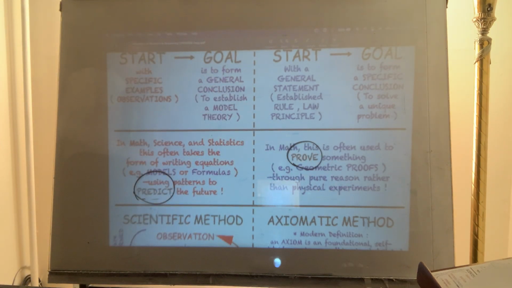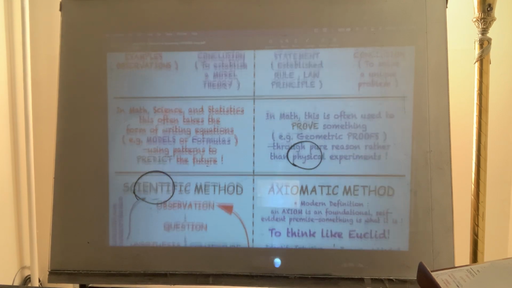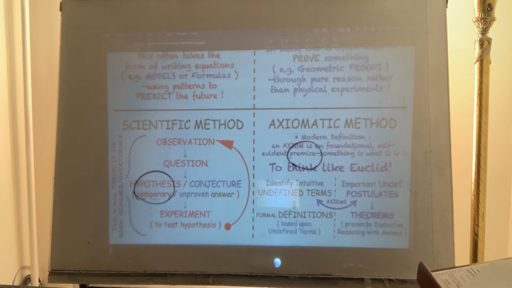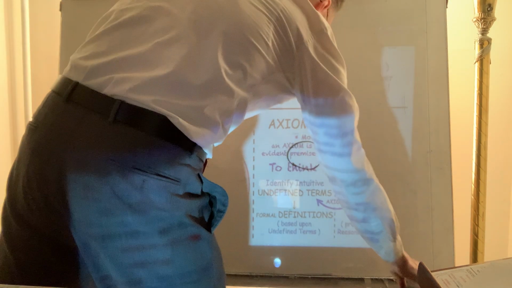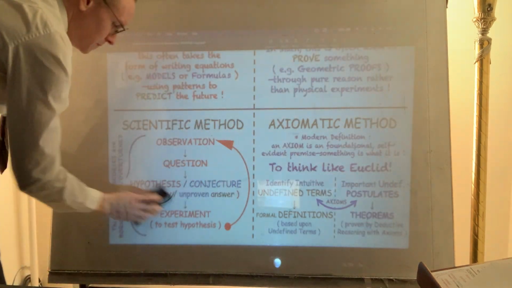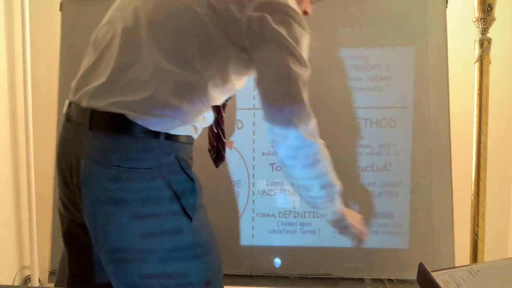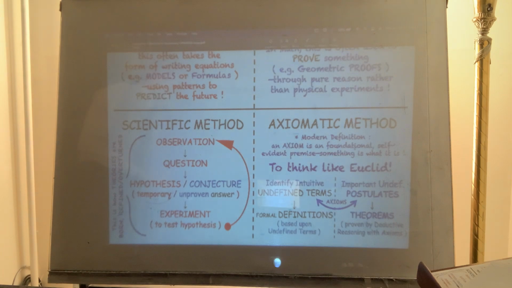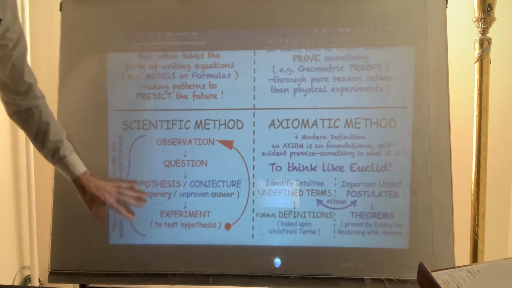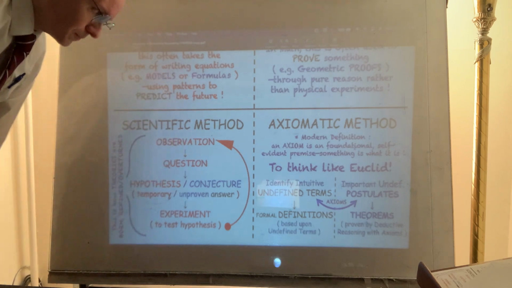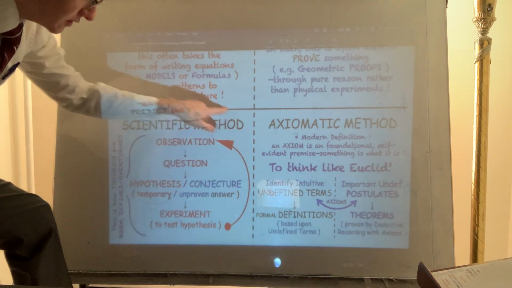Now, interestingly, you might hear these two paradigms thrown around, especially as a kid going through school. There is, of course, the scientific method. And then, for comparison, the axiomatic method, which predates the scientific method. The scientific method, again inductive reasoning, is a cyclical process.